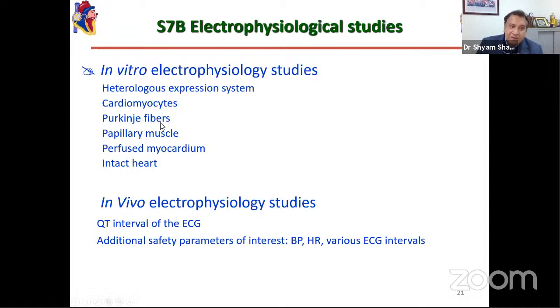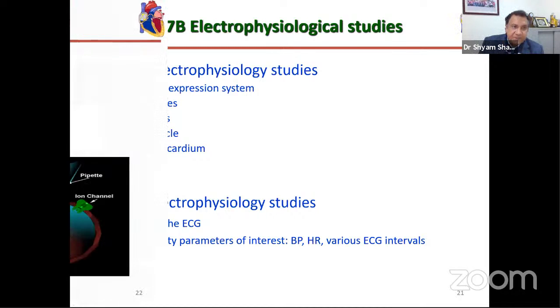Cardiomyocytes, Purkinje fibers, papillary muscles, perfused myocardium, and the intact heart can be used, and in vivo electrophysiological studies, QT prolongation, and ECG in animal models can be done there.